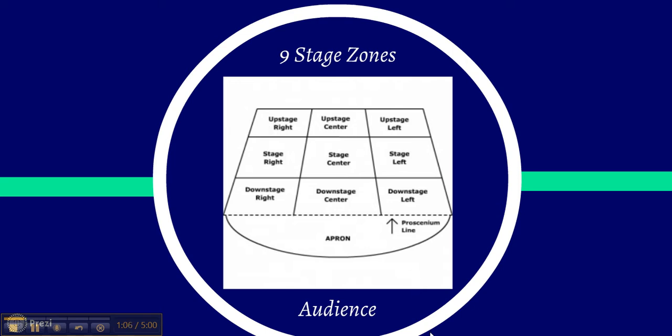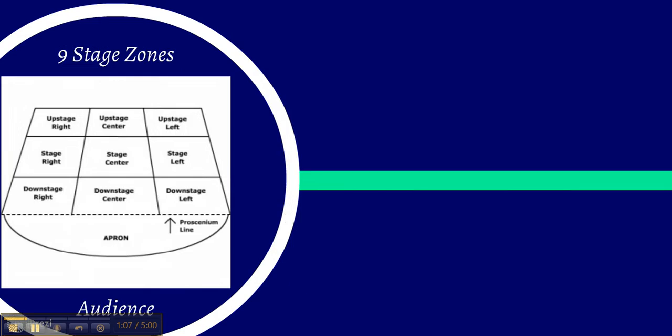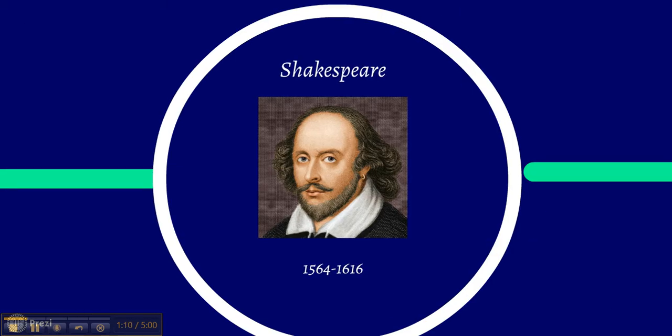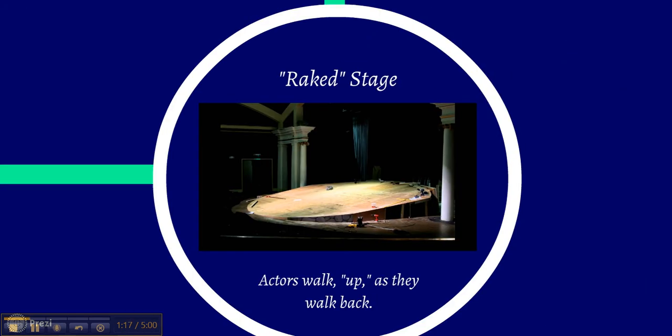Seems backwards, doesn't it? But you have to realize that in the early days of theater, really thanks to good old William Shakespeare, stages were built so that they were raked or tilted. The back of the stage was built higher than the front. This was so that people standing on the floor could actually see the actors when they walked towards the back, because the actors were actually walking up.